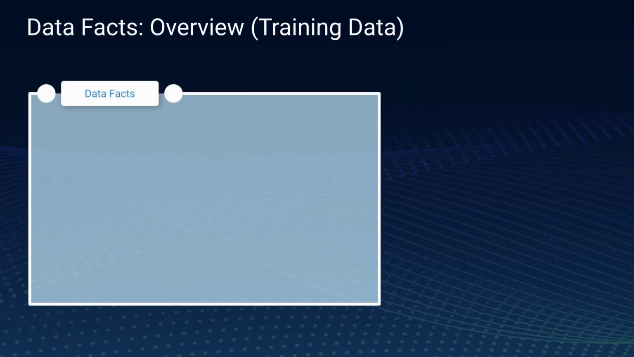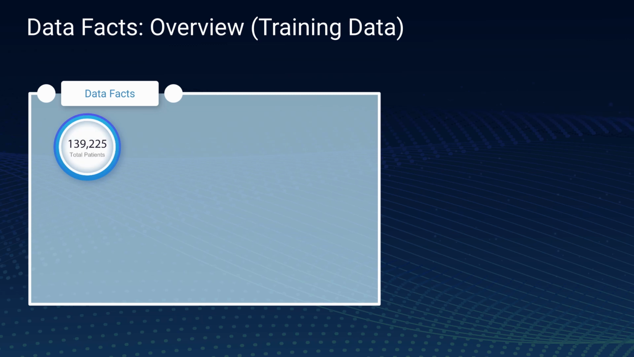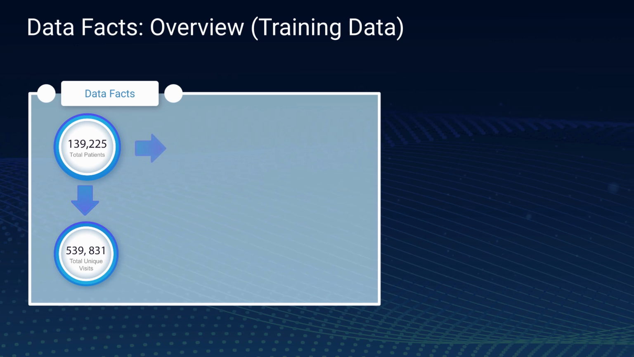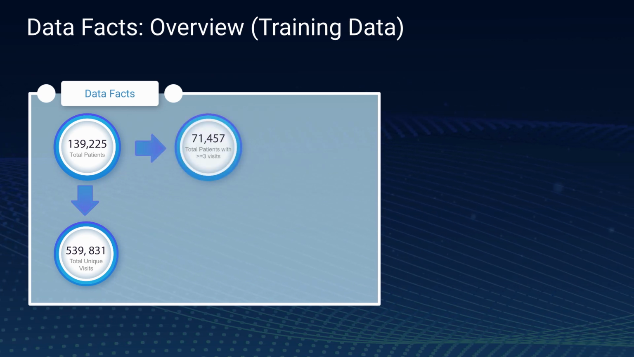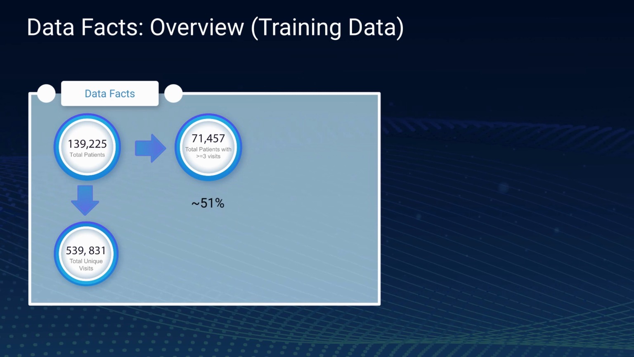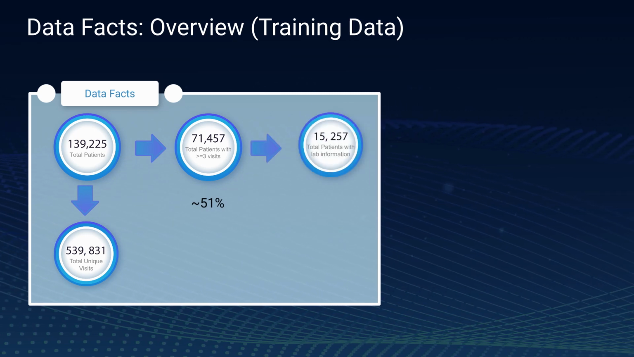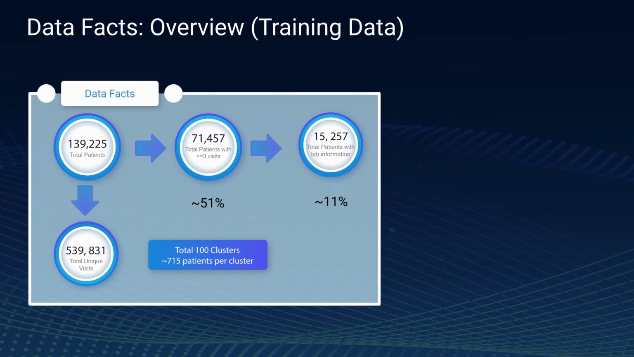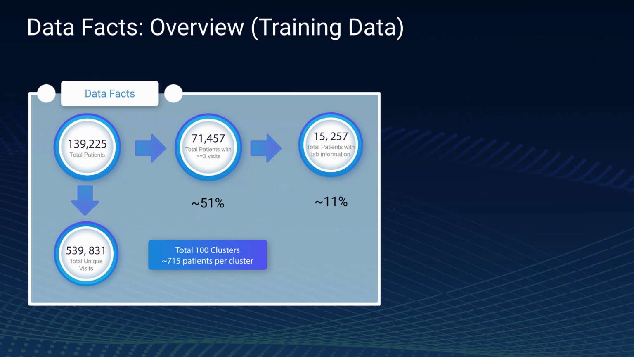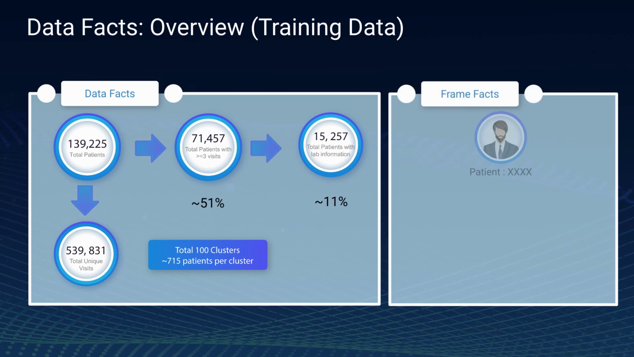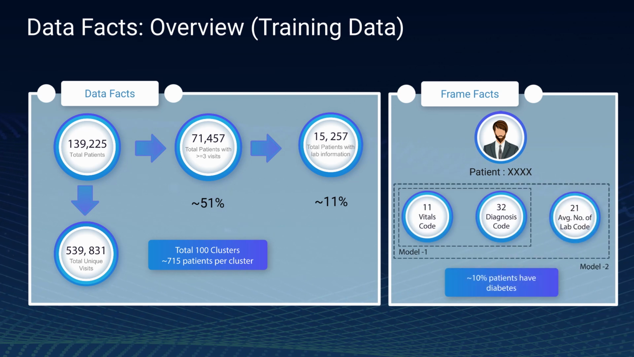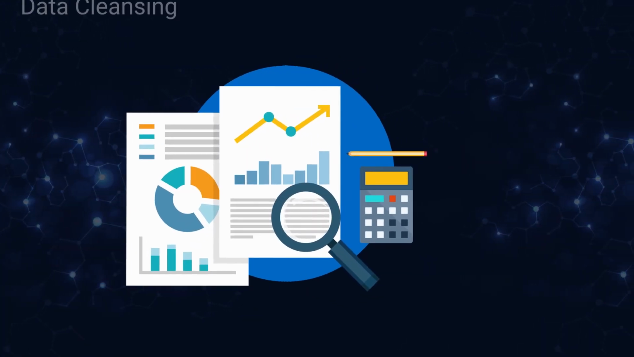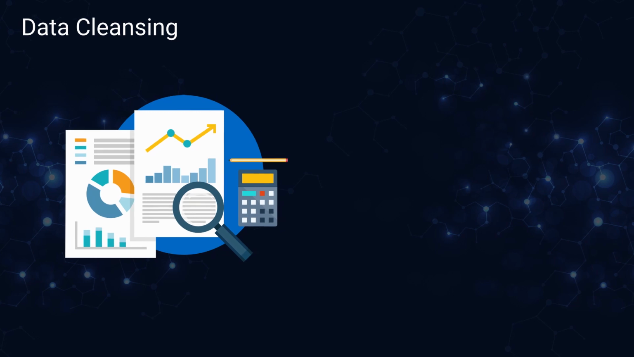Here is some factual understanding of the training data. As mentioned earlier, we have 139,000 patients with around 539,000 unique encounters. Out of these 139,000 patients, we could determine a little over 50% of patients had greater than 3 visit encounters, and around 11% of this population had lab information. We were able to build around 100 clusters having around 715 patients per cluster that was used in building and validating the model. Another data fact is that we had 10% of the patient population in this dataset with a diabetic diagnosis.